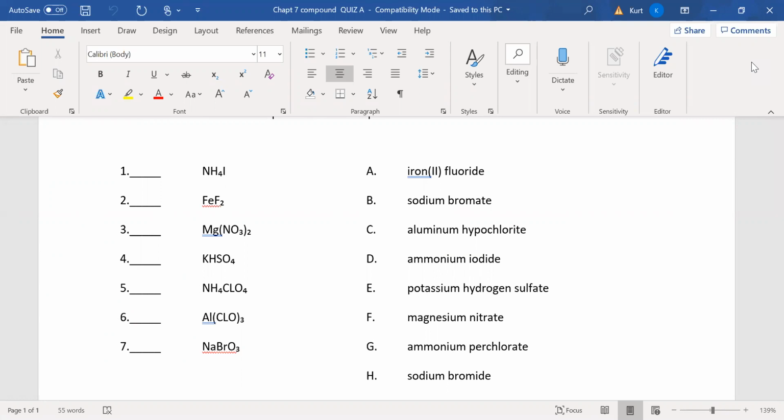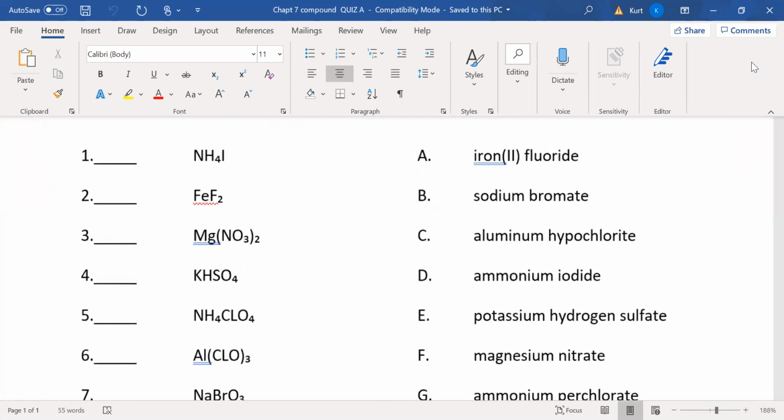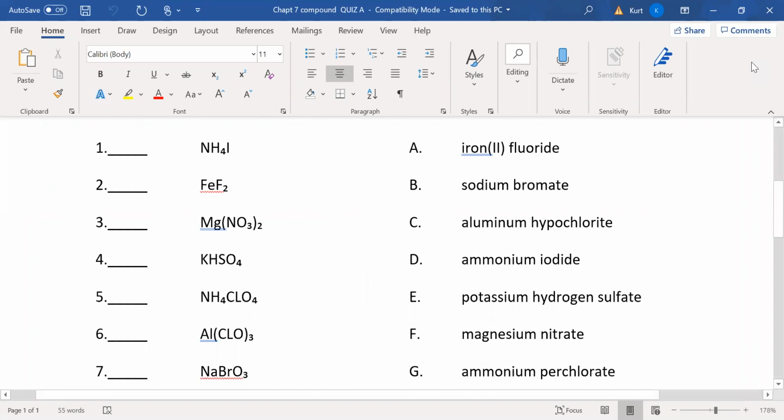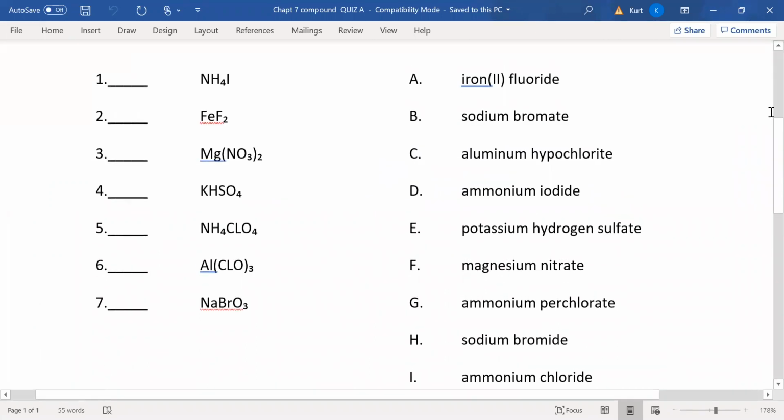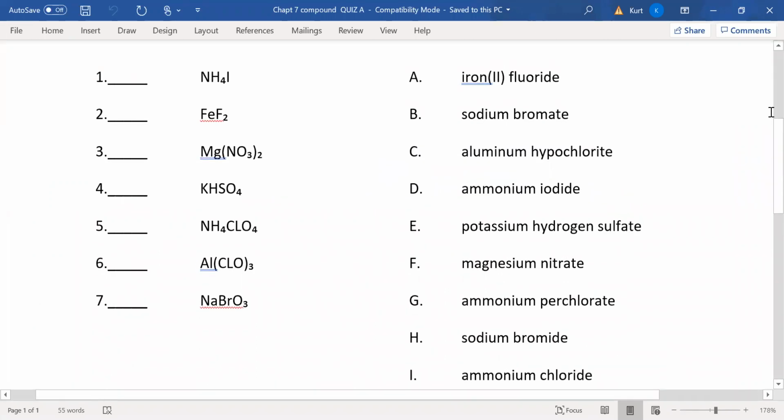All you're doing is matching. That's it. Some may be used more than once. Some may not be used at all. So just do some matching. Let me zoom in here, try to make it a little easier for you guys to read. What did I just say? I just said some of them may be used more than once. Some may not be used at all.